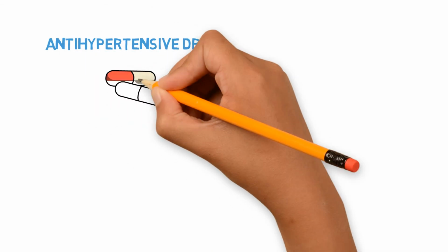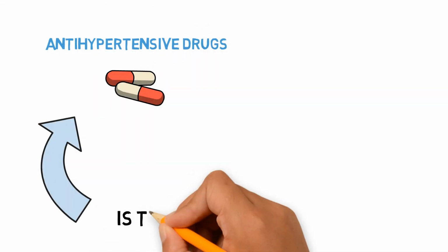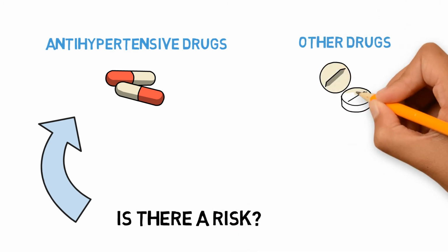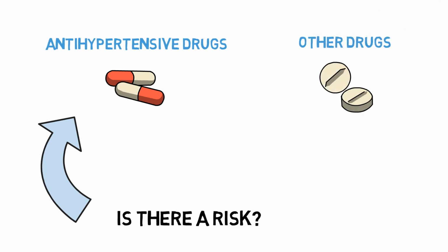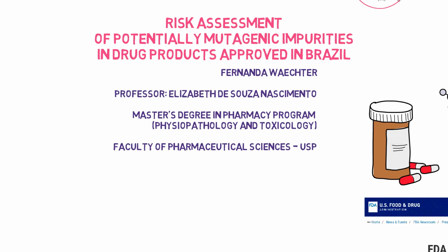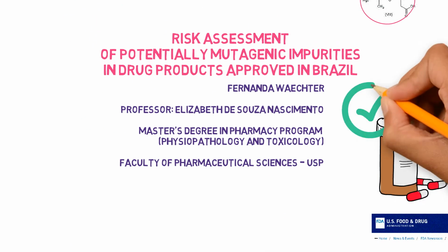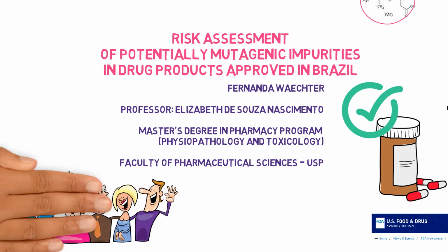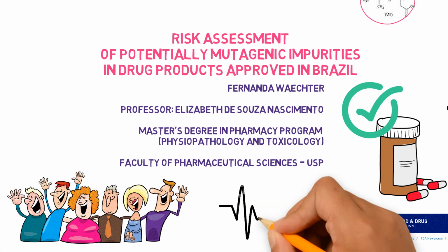And when we understand the risk associated with antihypertensive drugs, we will conclude if there is the need to be concerned with other drugs as well. Hence, this project results in robust controls by the industry for drug products which are already on the market, protecting the population's health by ensuring the access to safer drugs.